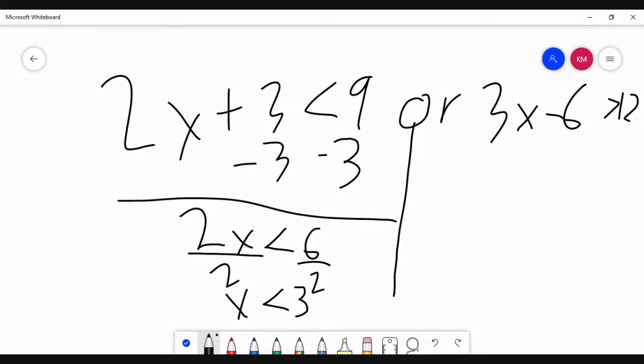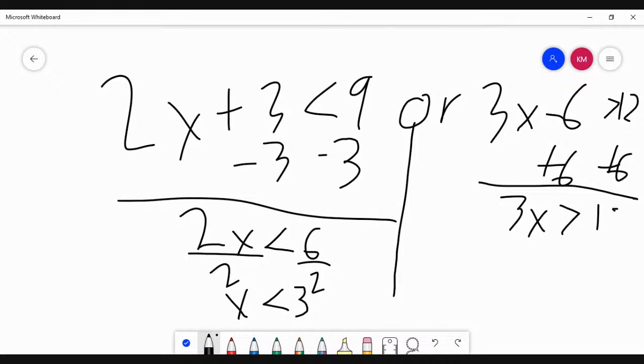3x minus 6 is greater than 12. So we have plus 6, plus 6. 3x is greater than 12 plus 6, that gives me 18. Divide by 3. Divide by 3. And x is greater than 6. Because 6 times 3 is 18.